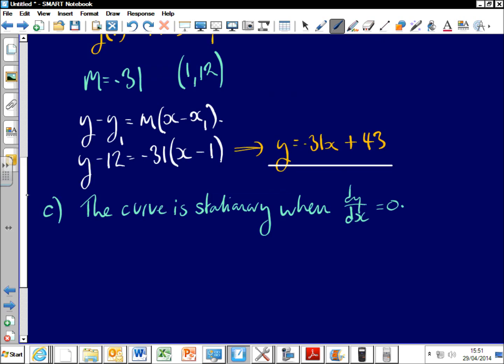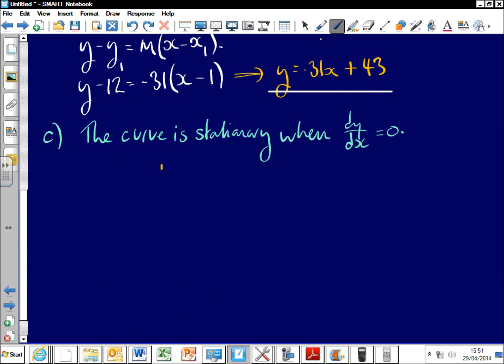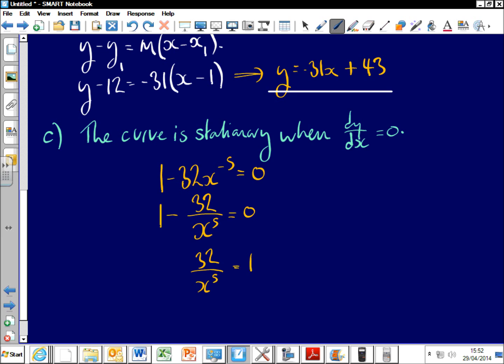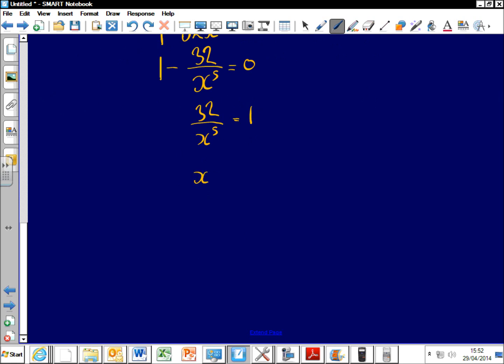Okay, we've already worked out dy dx. It was 1 minus 32 x to the minus 5. So let's put that equal to 0. 1 minus 32 x to the minus 5 is equal to 0, and we want to find the x value that makes that true. When you're solving these, it's best to change that back into a form like that. So I'm going to get that 32 over x to the power of 5 is equal to 1, and then x to the power of 5 is equal to 32.